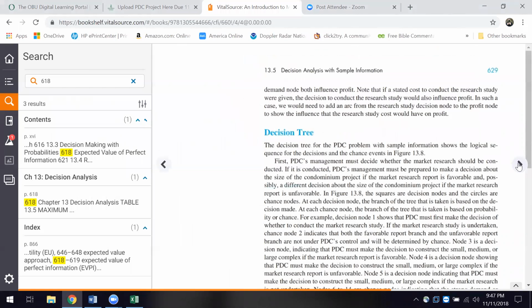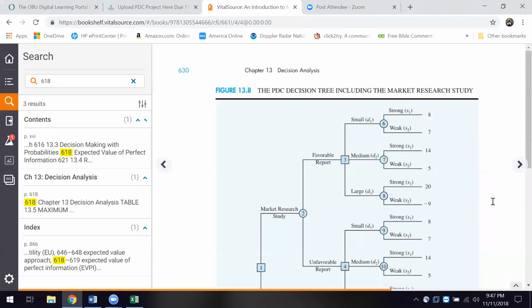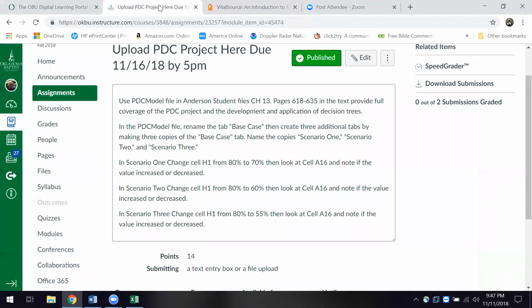And then decision trees, and that's where we start. Okay? And notice that we have, and this is doing a market research study. Now I want to go back up here for just a moment. Here's what we're asked to do, and we'll talk about this some more on Wednesday on exactly what I'm after.